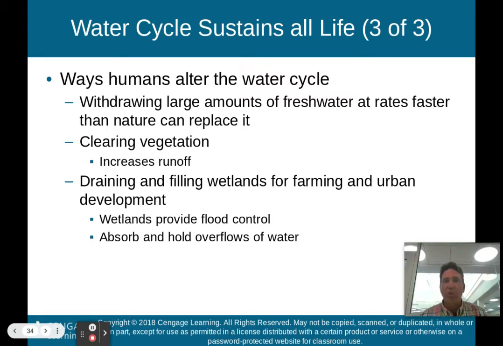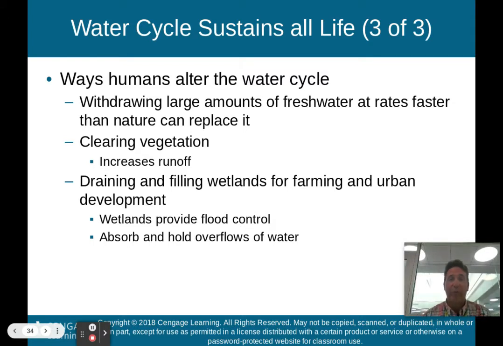Ways humans have been altering the water cycle? Well, we're withdrawing large amounts of fresh water at rates faster than nature can replace it. We did say water is a renewable resource, but it takes time. As we draw water out of these aquifers, which are basically reservoirs of water under the ground, we pull the water out quicker than precipitation can rain down and the water can infiltrate back down. If you're pulling water out of the aquifer faster than it is infiltrating and going back into that aquifer, what's going to happen?